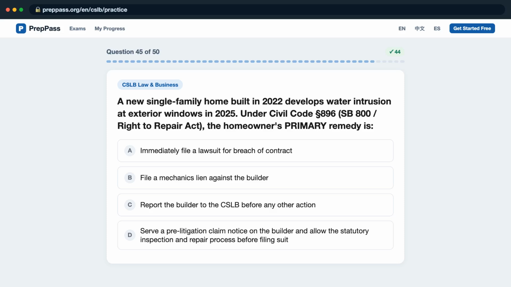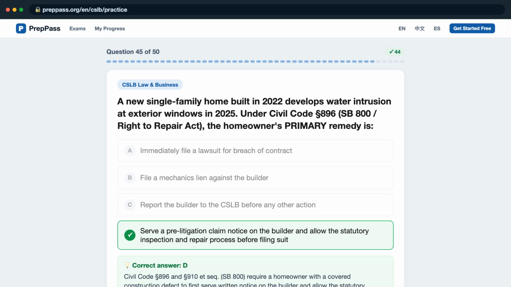Question 45. A new single-family home built in 2022 develops water intrusion at exterior windows in 2025. Under Civil Code Section 896, SB 800/Right to Repair Act, the homeowner's primary remedy is it A, immediately file a lawsuit for breach of contract. B, file a mechanic's lien against the builder. C, report the builder to the CSLB before any other action. D, serve a pre-litigation claim notice on the builder and allow the statutory inspection and repair process before filing suit. The correct answer is D, Civil Code Section 896 and Section 910 et seq.